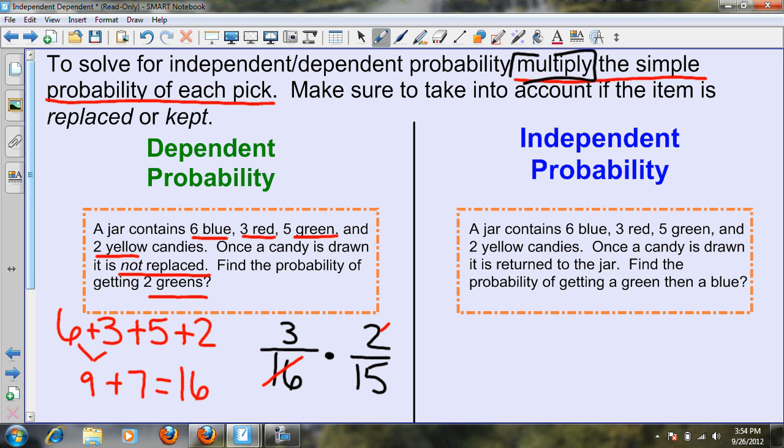I'm going to simplify before I multiply to make my multiplication a little easier. So the probability of getting 2 greens is 1 out of 12.